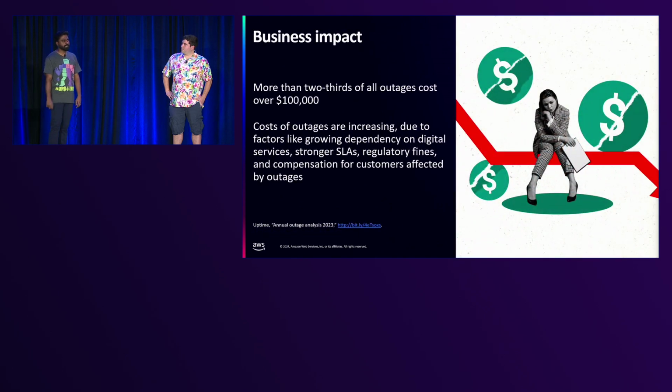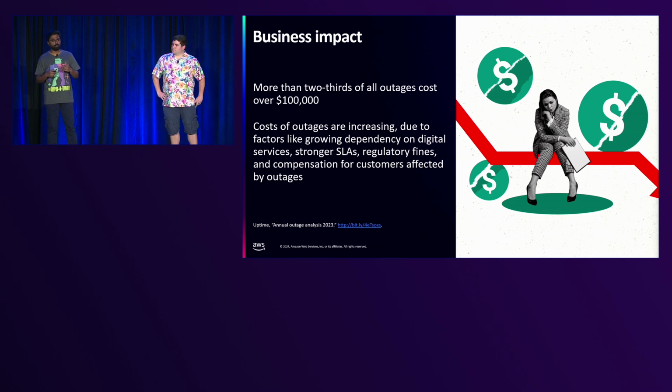A recent study actually shows that over two-thirds of outages cost $100,000 each, right? And this cost is actually on the rise. That is because we rely more and more on digital services for core use cases, like banking and flight booking and so on. Because of that, the SLAs are on the rise, and the regulatory bodies are stepping in when the core services go down, and that adds to the cost to the organization when outages happen.